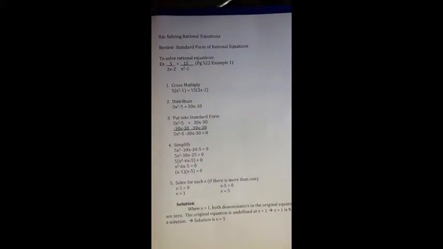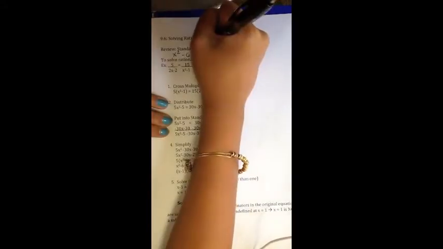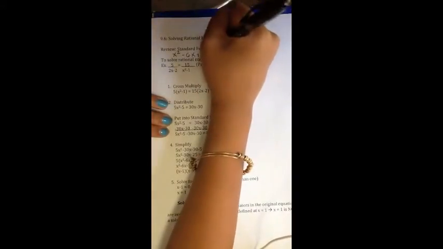Okay, so section 9.6 is all about solving rational equations. First, before we begin, we should review what the standard form of rational equations is. The standard form of rational equations is always equal to 0. So no matter what it is, it'll always be something like x squared minus 6x plus 3 equals 0. It always has to equal 0.